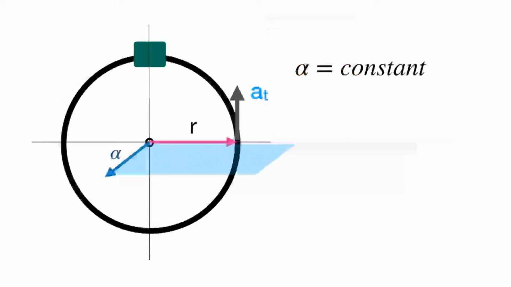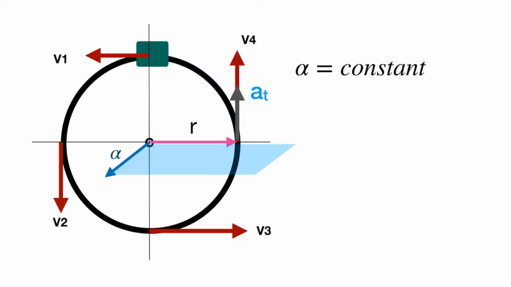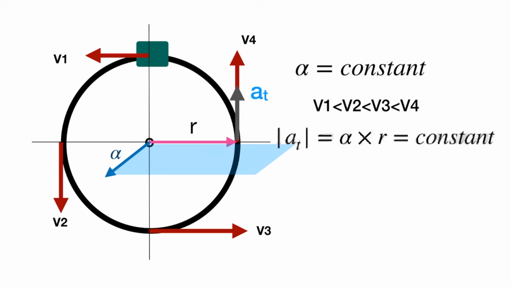Now consider in this case, if alpha is constant, means the rate of increase in angular speed is constant. In this case, the speed of circular motion keeps on increasing with time. So that means v4 is greater than v3, v3 greater than v2, and v2 greater than v1. That means the speed keeps on changing with time. Because of this, the tangential acceleration, which is nothing but alpha into r, the angular acceleration into r, is constant. The magnitude of tangential acceleration is constant.